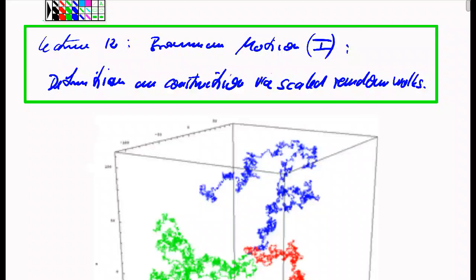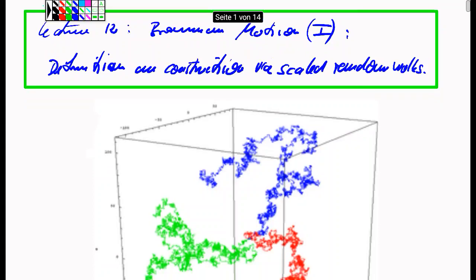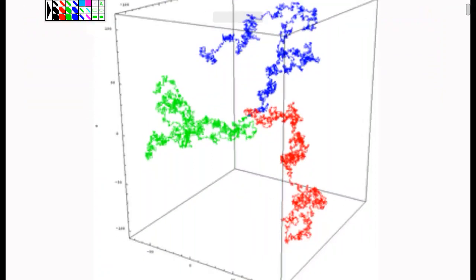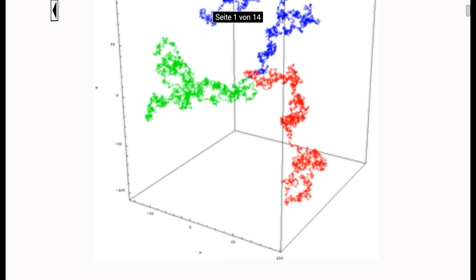Welcome to lecture 12 in our class on stochastic processes, and today we will introduce Brownian motion, which is a universal and very important model for the motion of a molecule, if you like, which diffuses in space in a random fashion. And therefore it appears in almost every field of applied mathematics or physics. If you like, it's very important.